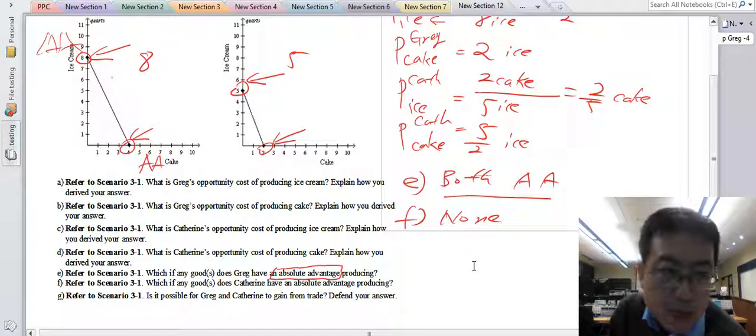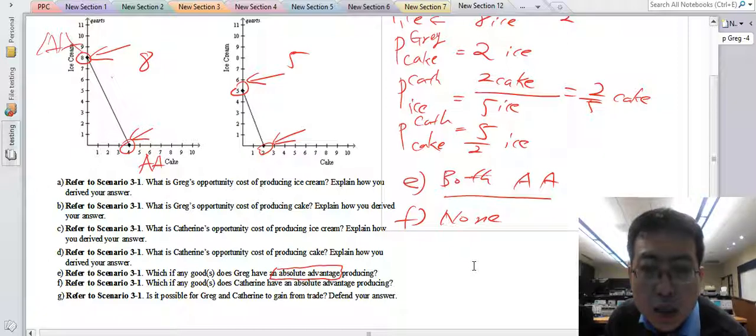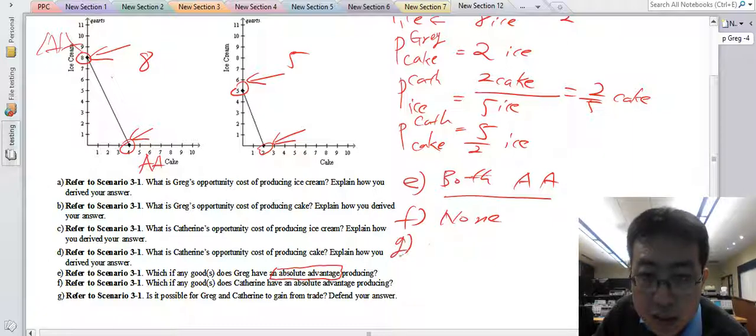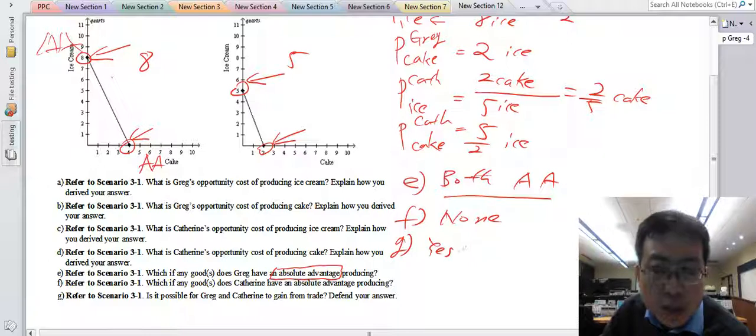Part G is asking, is it possible for Greg and Catherine to gain from trade? Explain your answer. The answer is yes. The reason the answer is yes is that between Greg and Catherine, there is a difference in comparative advantage, a difference in opportunity cost. Therefore, we're going to have a comparative advantage for each person. Every time you have comparative advantage, there's always gain from trade.